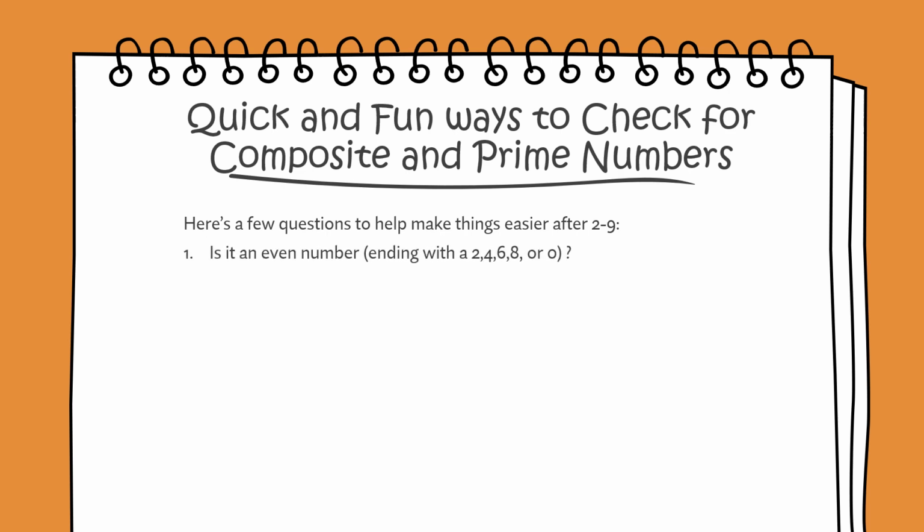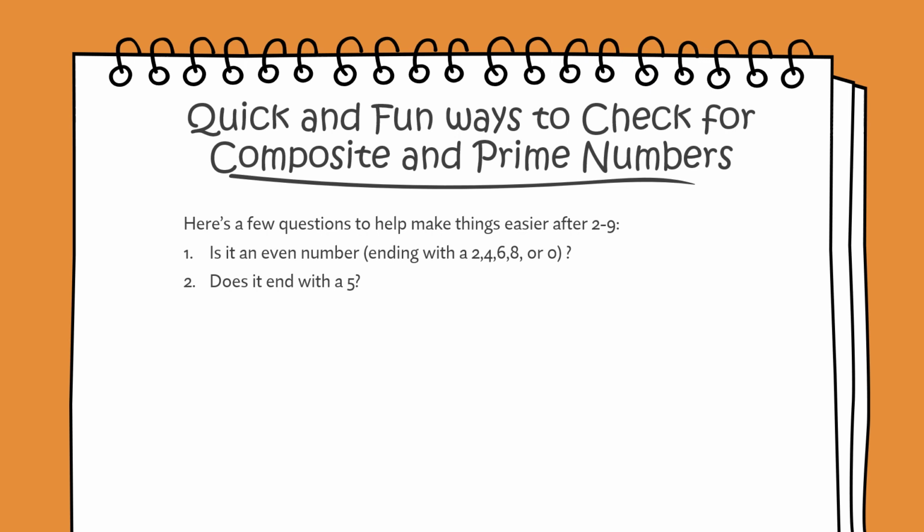The first question is, is it an even number? If it ends with a 2, a 4, a 6, an 8, or a 0, then it's an even number, and that means that it can be divided by 2, making it a composite number. If it's not an even number, then the next question that we can ask is, does it end with a 5? If it ends with a 5, then it's divisible by 5, which means that it's also a composite number.